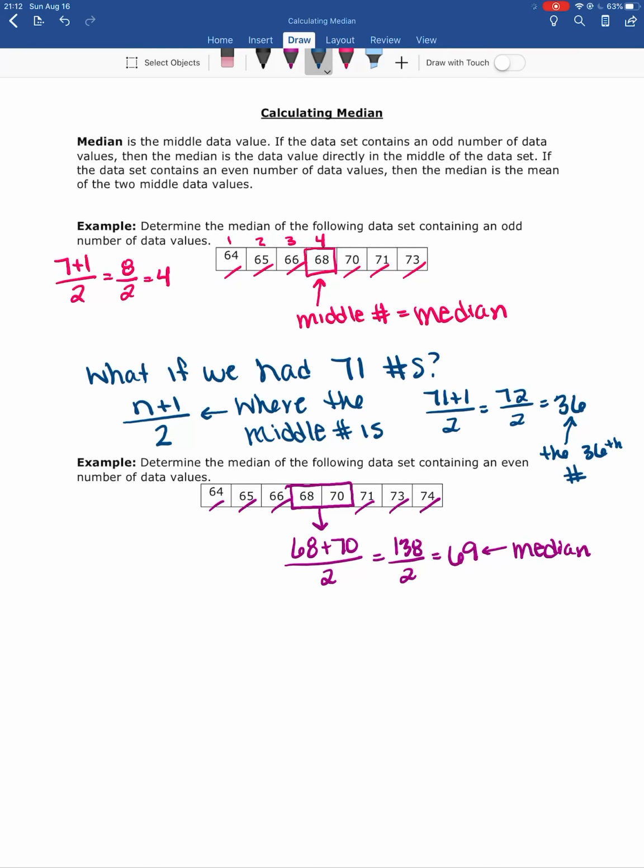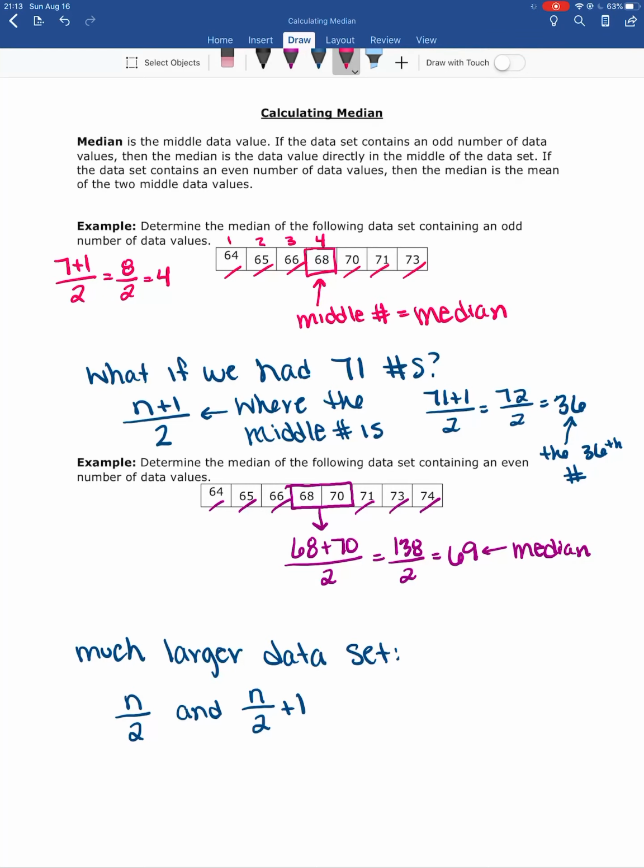Now, how would we do this if we had a much larger data set? What if we had 70 numbers? Okay, so a much larger data set where it would take way too long to actually go through and cross out one from each side. So you can do n over 2, and that tells you the first number that you're going to need to add to find that middle. And n over 2 plus 1. That's how you find where those two middle numbers are going to be.